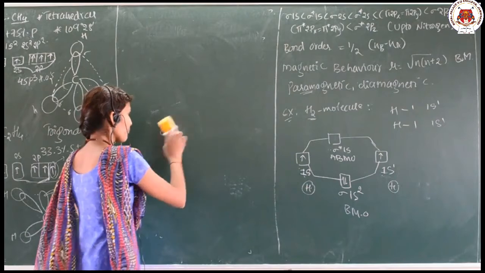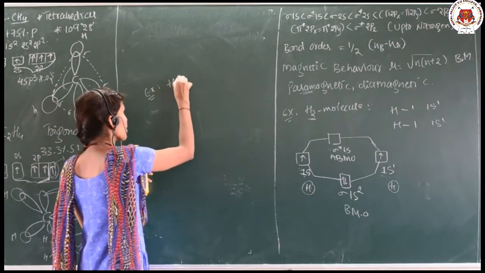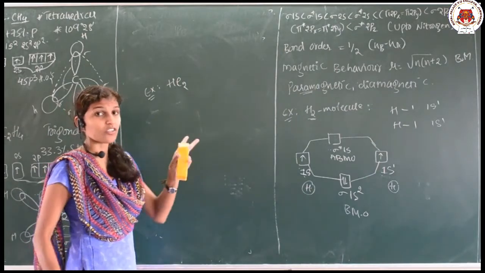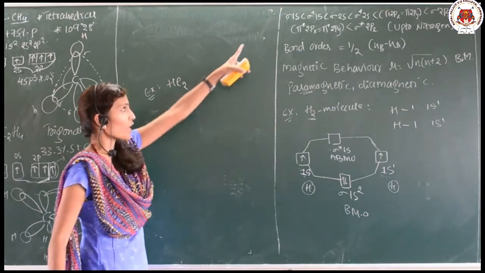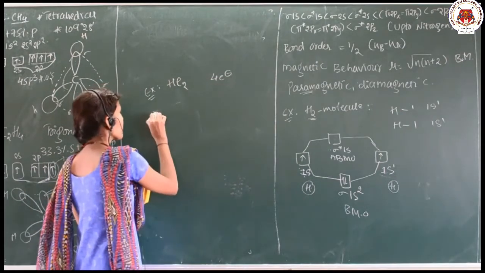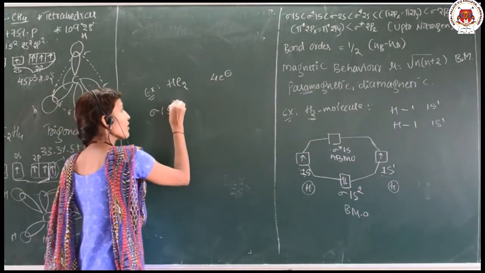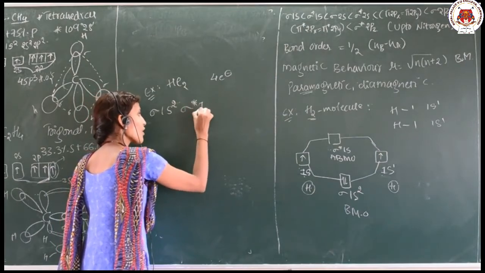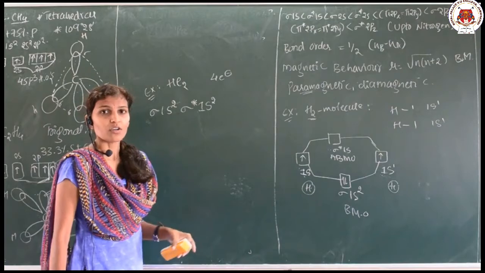Similarly, one more example, if I take the helium molecule He2. Okay. H2 has 2 electrons, He2 means 4 electrons. I have to distribute these 4 electrons in that series. It means sigma 1s, whose capacity is 2, and then one more is sigma star of 1s2. This is the molecular orbital configuration.